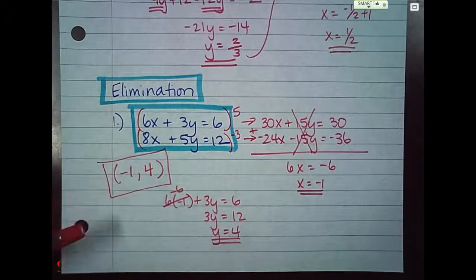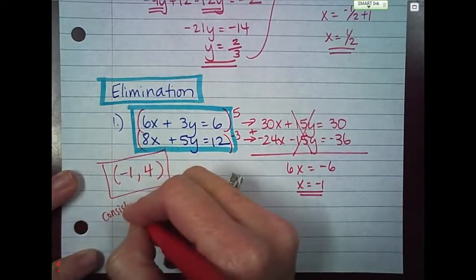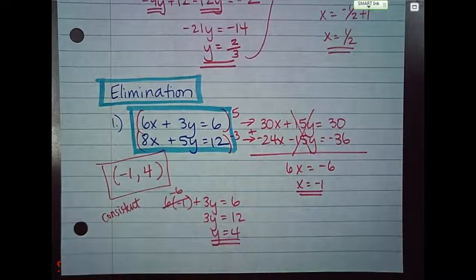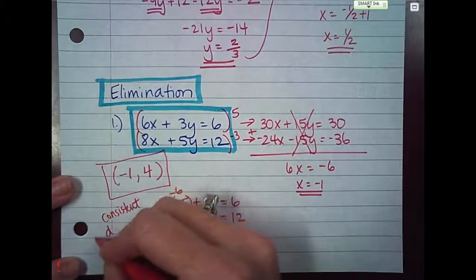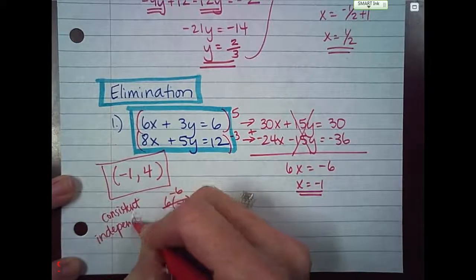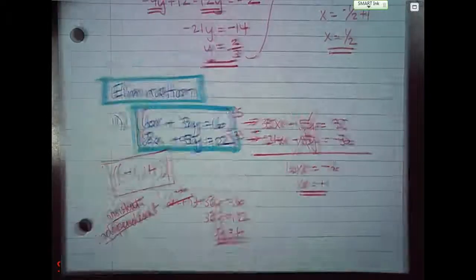By the way, out of curiosity, how do I classify that using the proper terminology? Is it consistent or inconsistent? Consistent, as it has a solution. Are they independent lines or dependent lines? There's only one solution, remember? Independent. Make sense? Okay. Next one.